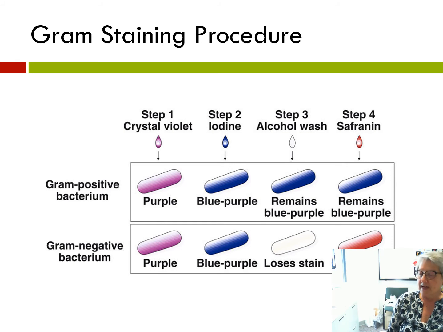After you rinse the iodine away, the next step is to decolorize with alcohol. The alcohol serves to dehydrate the thick peptidoglycan layer of the gram-positive bacteria that traps the crystal violet iodine molecule so it can't be rinsed away. In a gram-negative bacteria, that alcohol dissolves the outer membrane and the molecule is washed away, and the bacteria loses the stain.